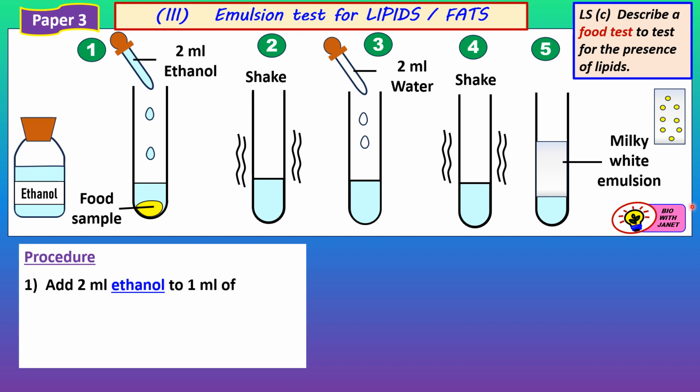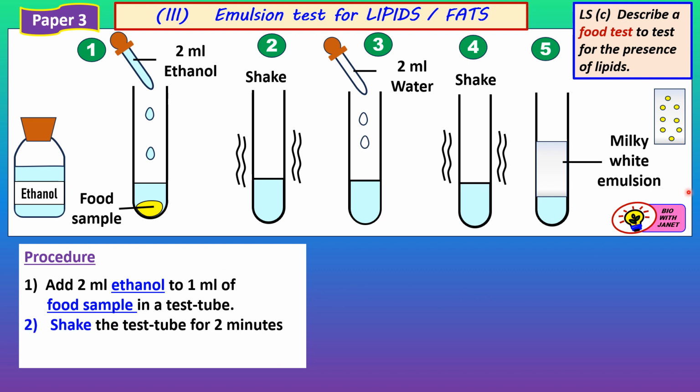Firstly, add 2 ml of ethanol to 1 ml of the liquid food sample in the test tube. So if it's a liquid, you just get 1 ml of the liquid food sample and put it in the test tube, then add 2 ml of ethanol. If it is a solid food sample, then you have to crush the food sample using a mortar and pestle first of all, and then get 1 or 2 spatulas of this crushed food sample and put it into the test tube first. Then add the 2 ml of ethanol.